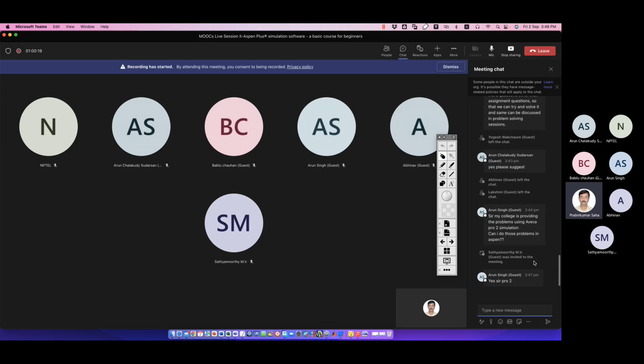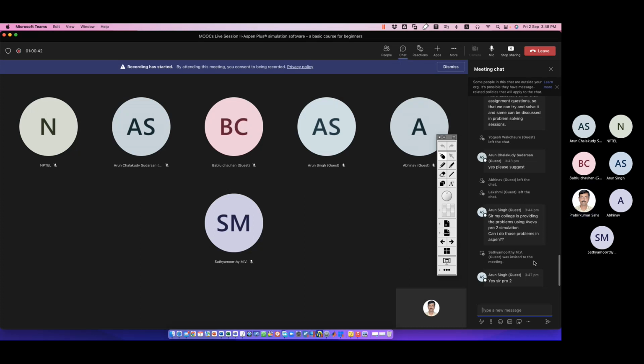The industrial problems, you can use any software that you like. There are some free softwares available also. They will not be so comprehensive, but there are some free softwares like DWSIM and all. That also one can use if they need.